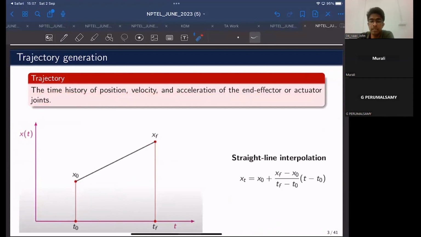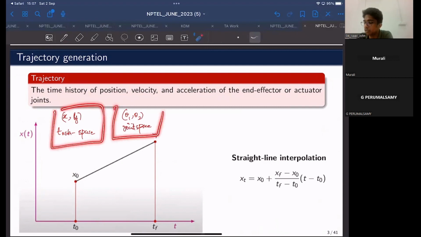So you can basically define the start and end positions of either the end effector in task space or the actuators in joint space. So suppose you are given a 2-link robot, you have the task space as x and y variables. These are the task space. And you also have joint space variables such as theta1 and theta2. And you can basically plan the trajectory in either the task space or in the joint space, right?